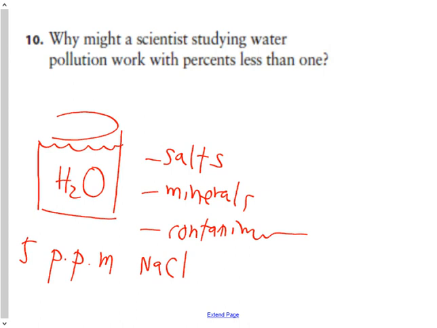So out of a million parts of whatever it is, 5 of those parts are salt. So in that water, we might say there's 5 parts out of the 1 million parts of everything that's in there is salt. Most of it, 99.999%, is water, but there are other things that are dissolved.